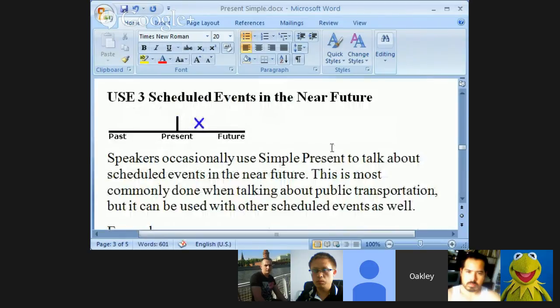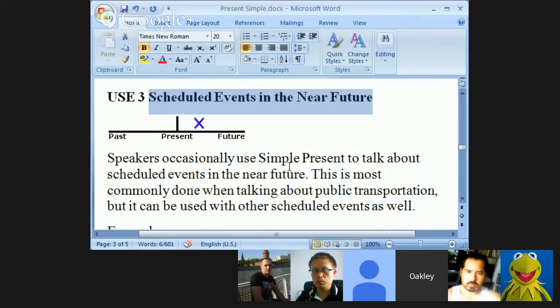Now, here's the tricky one. The other ones are fairly obvious. It happens all the time, so therefore it's kind of true. It's a fact or something perceived as pretty much a fact. This one gets a little tricky. This is the one that trips people up. We actually can talk about the future.